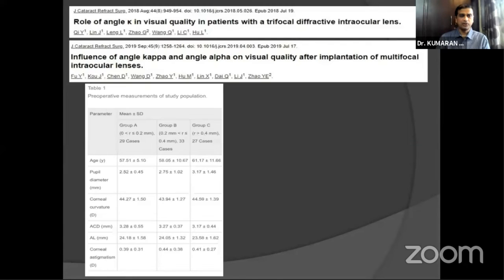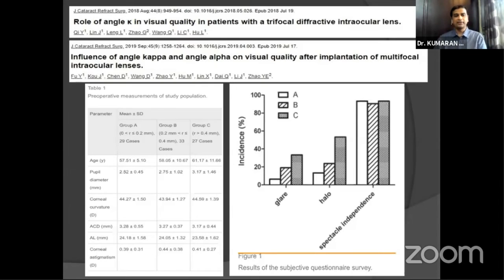To come back to the importance of chord length mu, this is a very important study which divided people into 3 groups. The first group had a chord length mu of less than 0.2, the second between 0.2 and 0.4, and the third between 0.4 and 0.6. Note that all the patients in these groups were emmetropic or had very good vision and spectacle independence. But when these patients were asked about dysphotopsia through a questionnaire, it was found that the patients in group C, those with a large chord length mu, did complain of disturbing glare and halos.